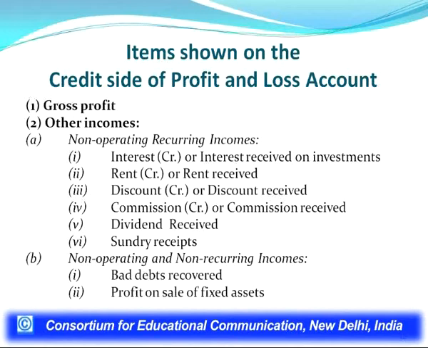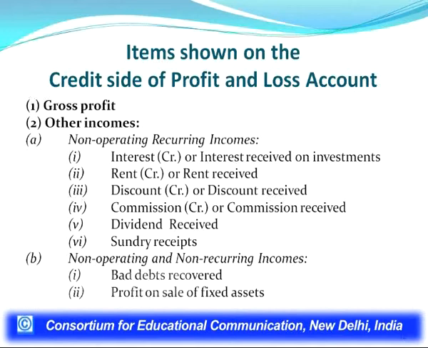Non-operating recurring incomes. Recurring means they are regular, like interest received on investment, rent received, then discount received, then commission received, then dividend received, then sundry receipts, any other. Non-operating or non-recurring incomes, one example is bad debts recovered. A few years back a firm wrote off some amount as bad debts, and in the current year it has been recovered. So, it will be non-operating and non-recurring income.